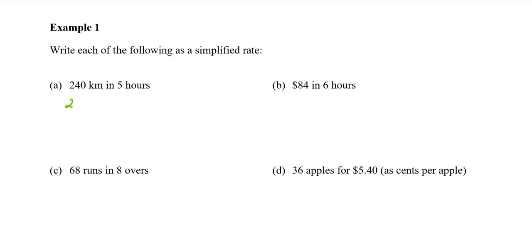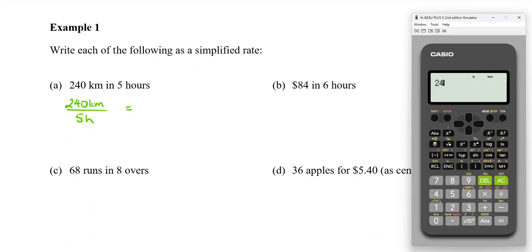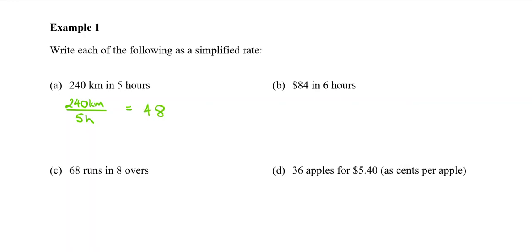If we do 240 kilometers in 5 hours, I've written it as a fraction, and you want to divide the numbers. So 240, you can use the fraction or the divide button, over 5, and that makes 48. To do the units, whatever was on the top of the fraction goes first, and on the bottom goes second. So it will be kilometers, and then we do a slash, which means per hour. So this relates to 48 kilometers per hour.